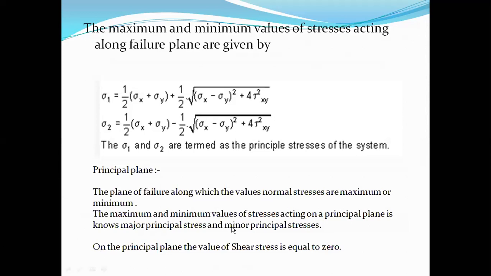In the principal plane, the value of shear stress is equal to 0. In the principal plane, in which the normal stress is either maximum or minimum, there will not be any corresponding shear stress acting along that particular plane. Hope you understand. Hope these concepts are very clear.